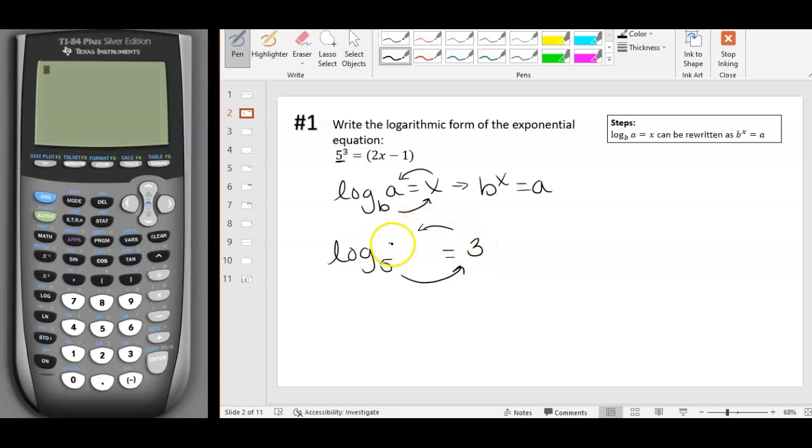So my arrow comes back. So that's going to be 2x minus 1. Okay, so if we write this in logarithmic form, it's going to be the log base 5 of 2x minus 1 equals 3.